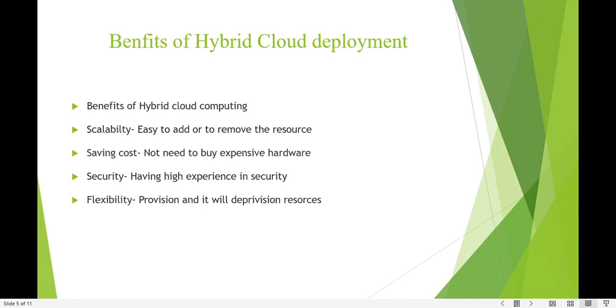Scalability. As I've told you earlier in the slides, scalability is a major concept that helps us. Based on the threshold count hitting a website, if hundreds of people are accessing at a single go, it has the capability of giving the exact output to everyone. Saving cost: you don't need to buy expensive hardware. Security: a high level of security is provided by the cloud, and the provisioning depends on the resources.